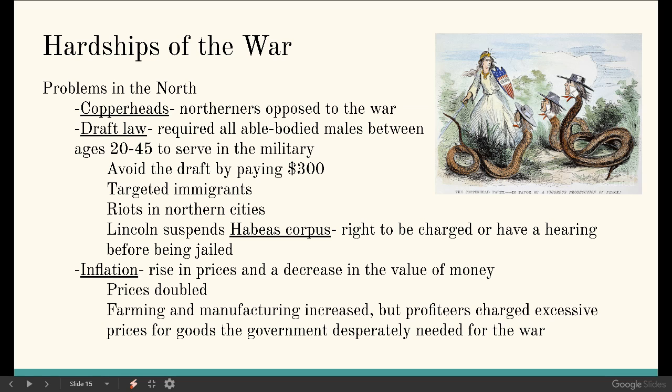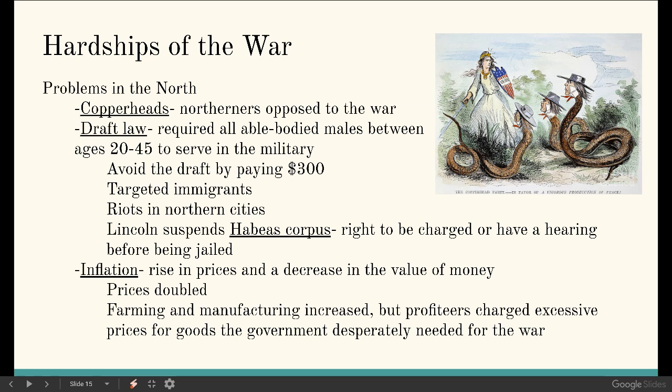They didn't want to be drafted into a war that they didn't agree with or into a cause that they didn't agree with. And so Lincoln ended up having to suspend habeas corpus, which is the right to be charged or have a hearing before being jailed. And so people who were rioting or were dodging the draft could be jailed without ever being charged with anything or without having a hearing or anything like that.